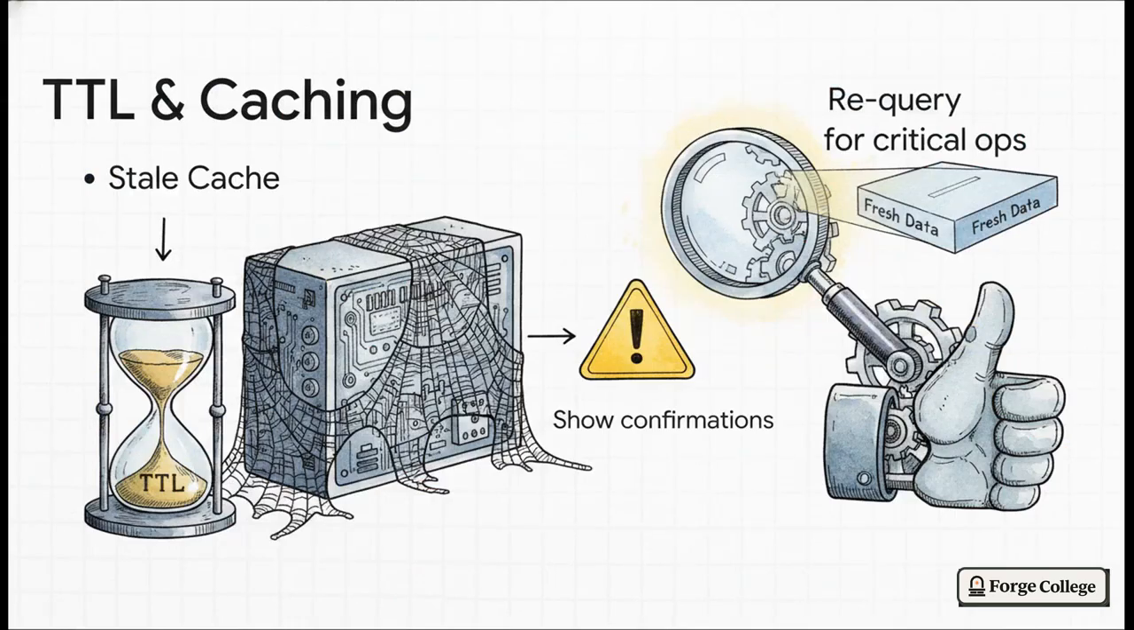Now, we also have to talk about time to live, or TTL, and caching. Caching UI flows with a small on-chain TTL is great. It dramatically improves the user experience by making things super snappy. But caching can also lead to stale address mistakes. If a user updates their address and your app is still using an old cached version, a payment could easily go to the wrong place. So for critical operations, you absolutely must requery the live resolver state. And always show manual thumbs-up confirmations to the user before sending any funds.